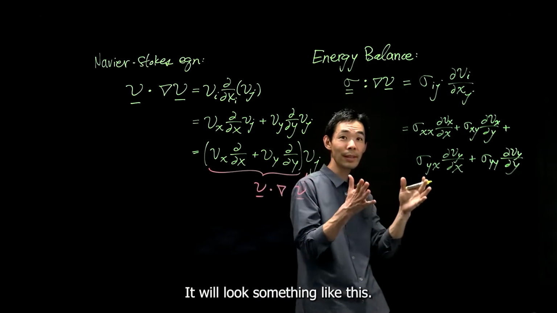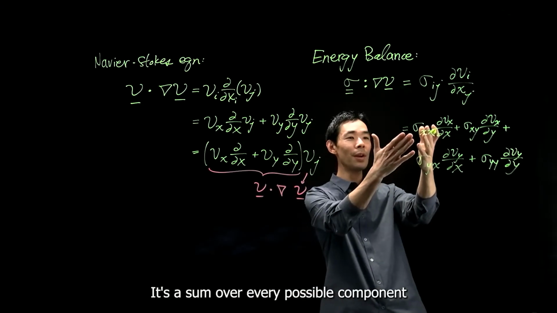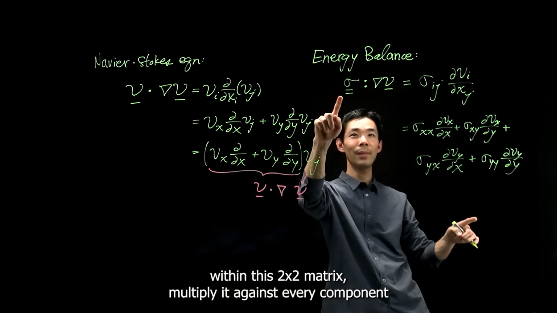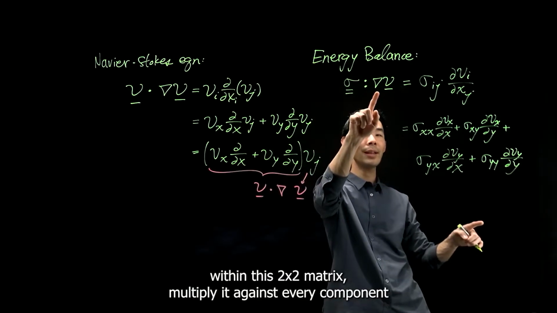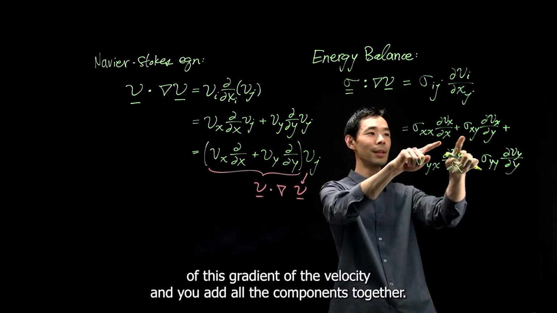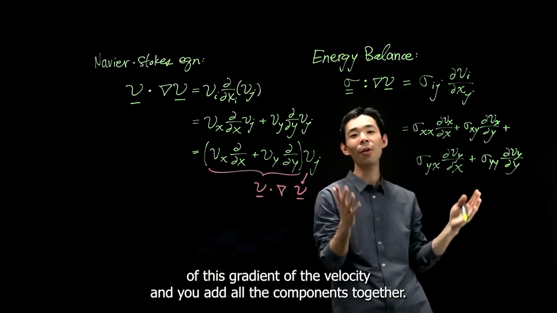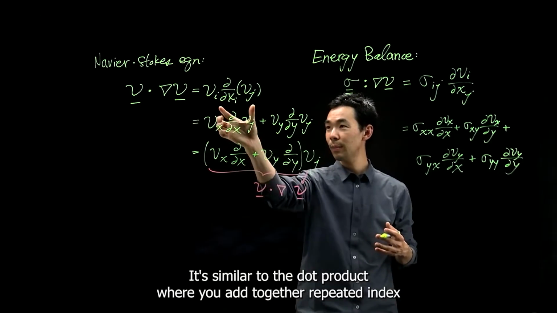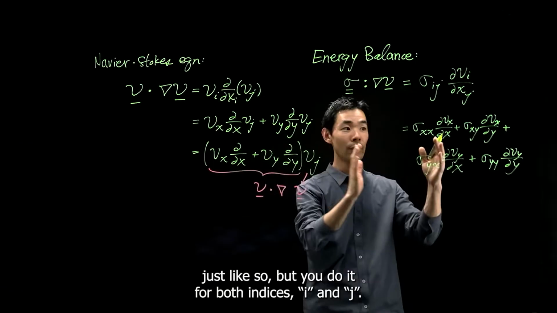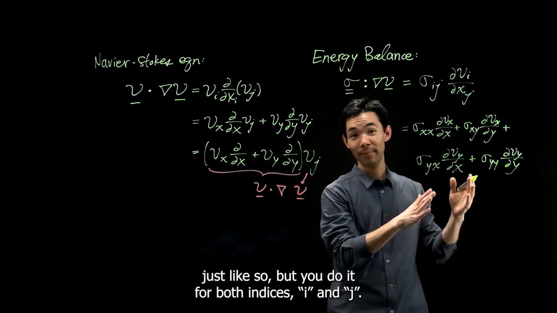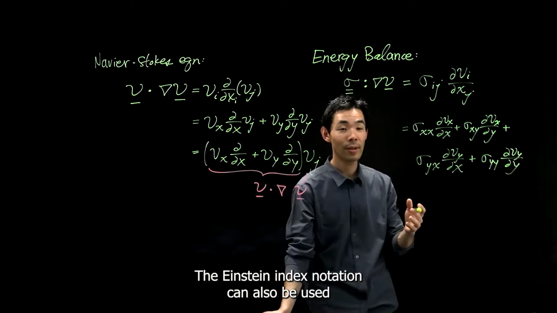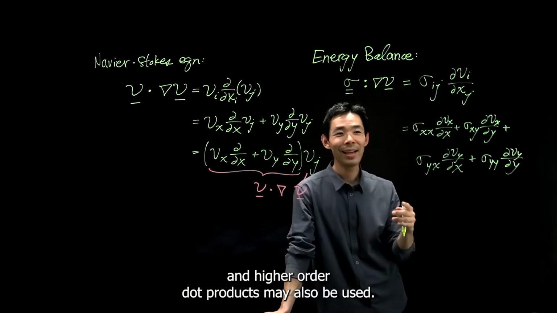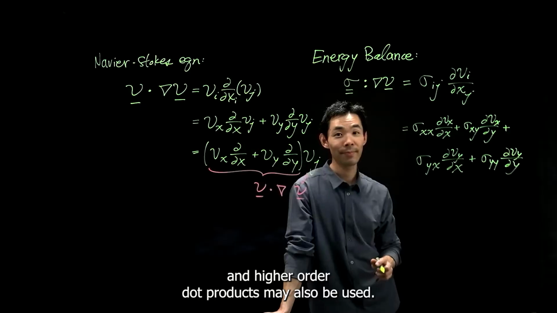Okay, it will look something like this. So it's a sum over every possible component within this 2x2 matrix, multiplied against every component of this gradient of the velocity. And you add all the components together. So it's similar to the dot product, where you add together repeated index, just like so, but you do it for both indices i and j. Okay? So the Einstein index notation can also be used for these types of double dot products, or even triple dot products, and higher order dot products may also be used.